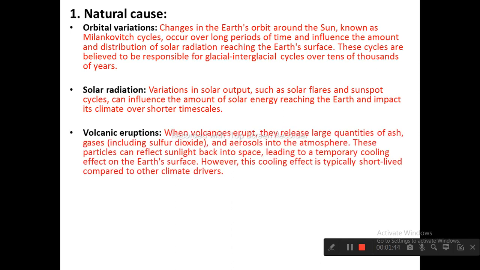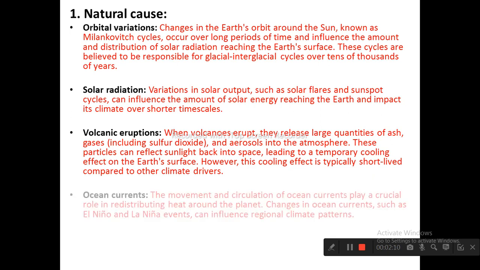Next one is volcanic eruption. When volcanoes erupt, they release large quantities of ash, gases including sulfur dioxide and aerosols into the atmosphere. These particles can reflect the sunlight back into space, leading to a temporary cooling effect on the Earth's surface. However, this cooling effect is typically short-lived compared to other climate drivers.